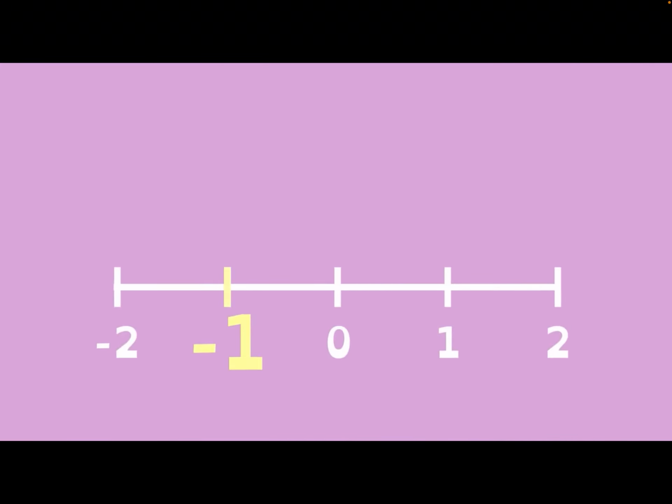Absolute value. The absolute value of a number is its distance from another number on a number line. Distance is a measurement that tells you how far you've gone from one point to another. The notation for absolute value is two straight lines, like this.